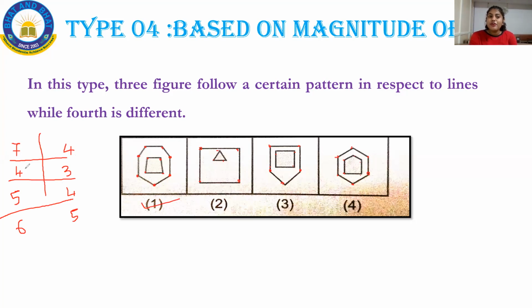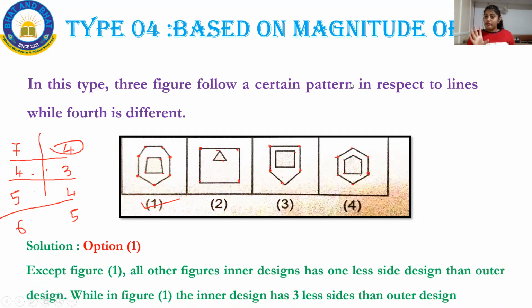See students, 4 minus 1, it is 3. 5 minus 1 is equal to 4. 6 minus 1 is equal to 5. But 7 minus 1 equals 6. But they have given 4. What is the reason for this?